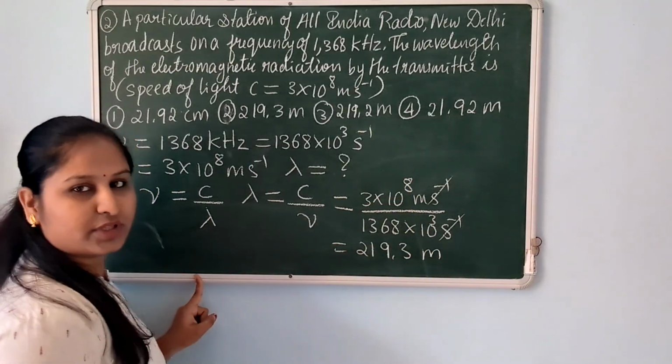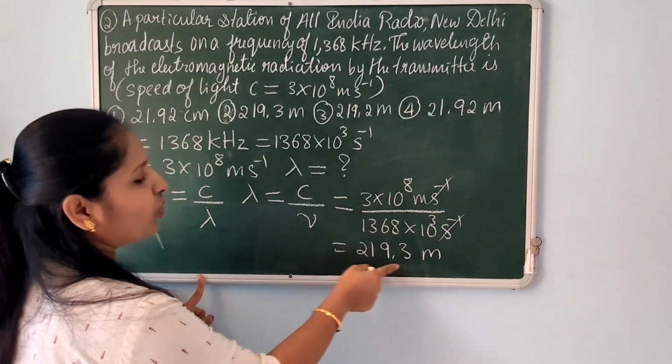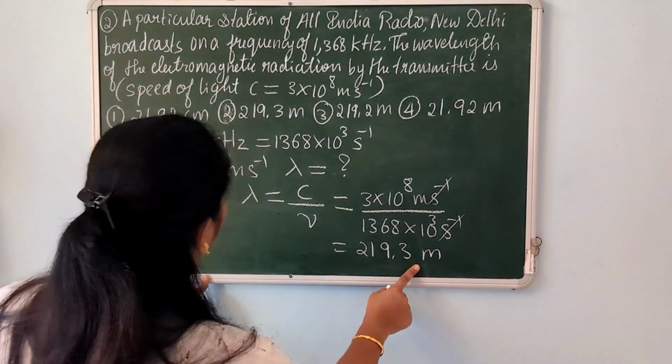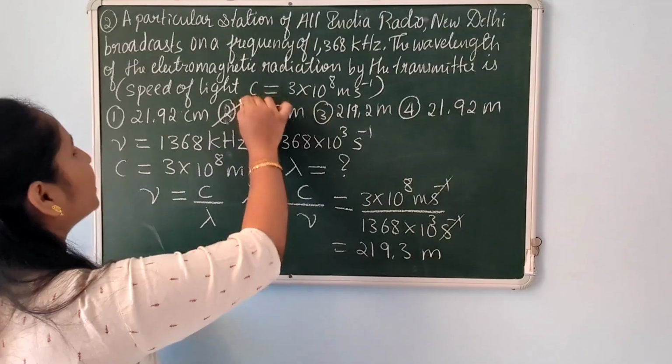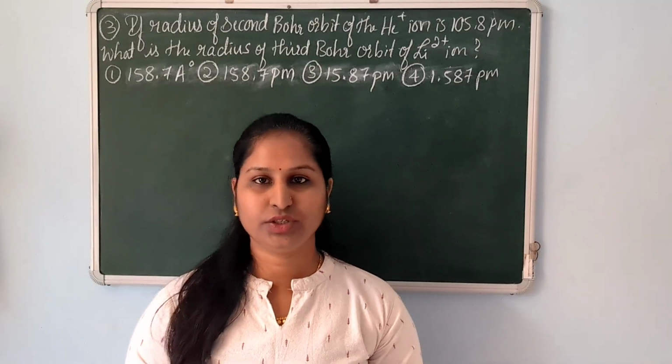If we go up to the numerator, then it becomes 8 minus 3, that is 10 to the power 5. And the overall answer we are going to get is 219.3 meter. So the second option is the right answer for this question. This question is from NEET 2022.